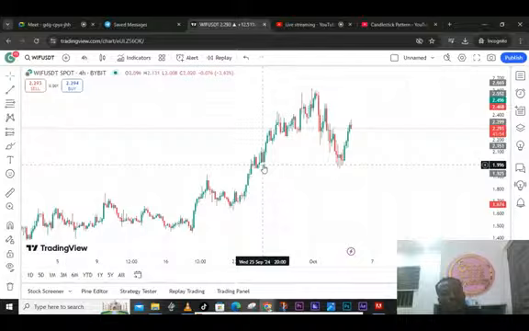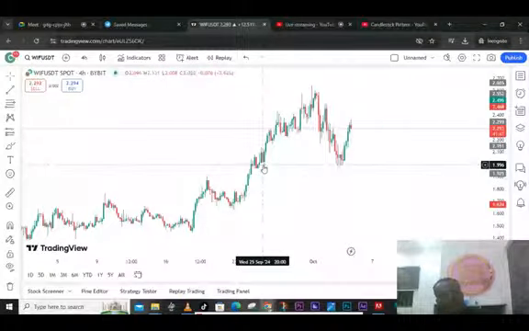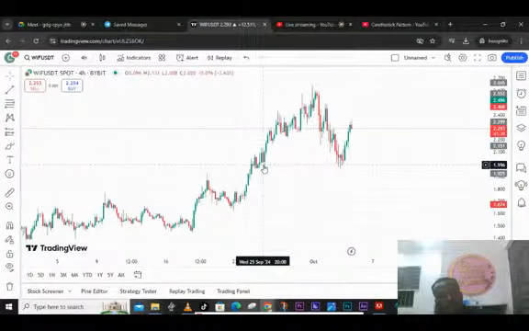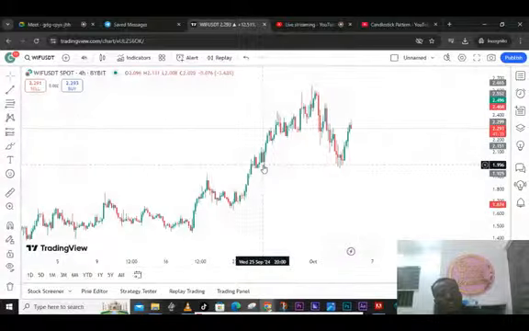What's rule number two for the uptrend trend line? It must be below the price. All right. So rule number two for the downtrend trend line: it must be above the price.